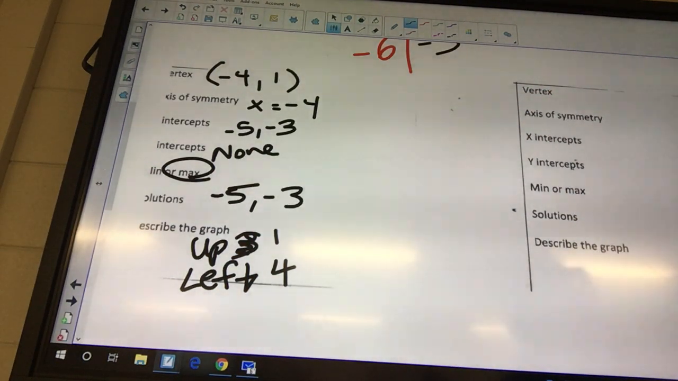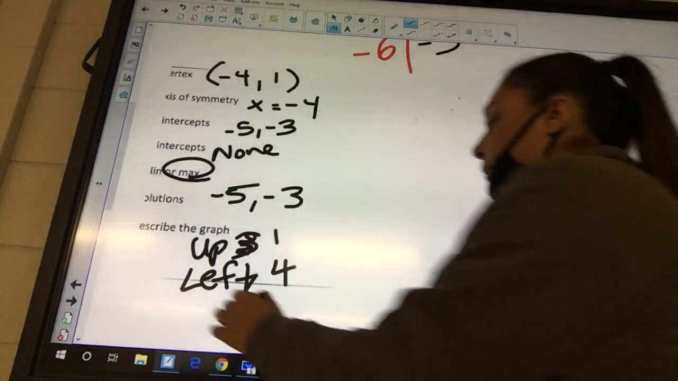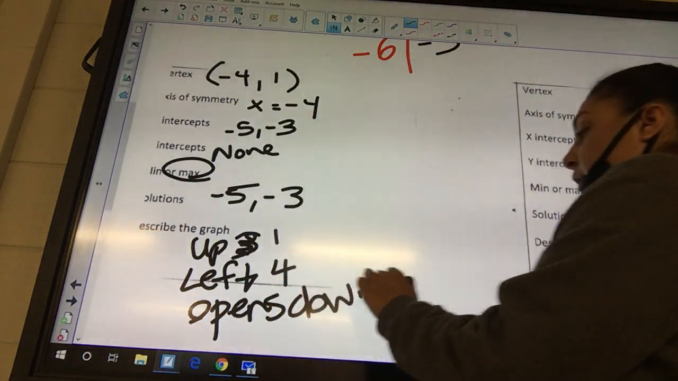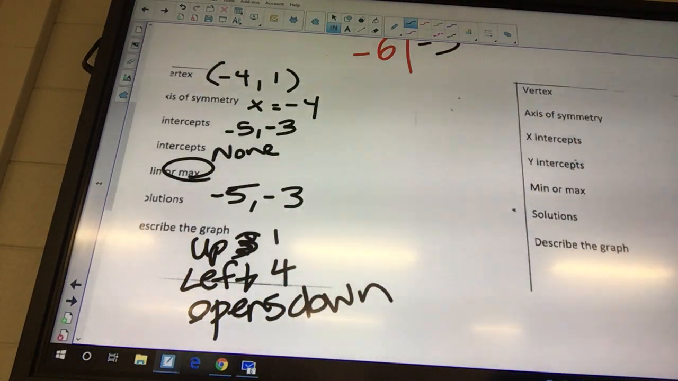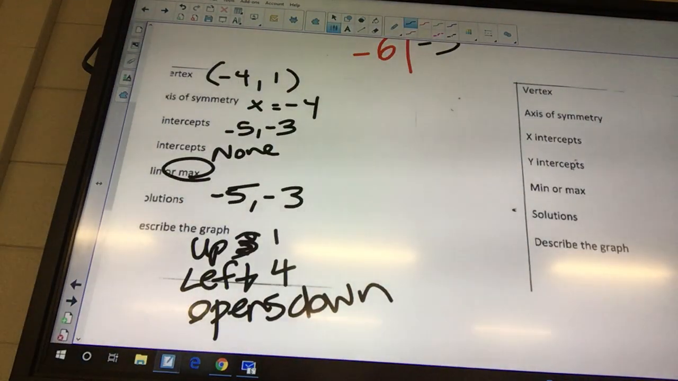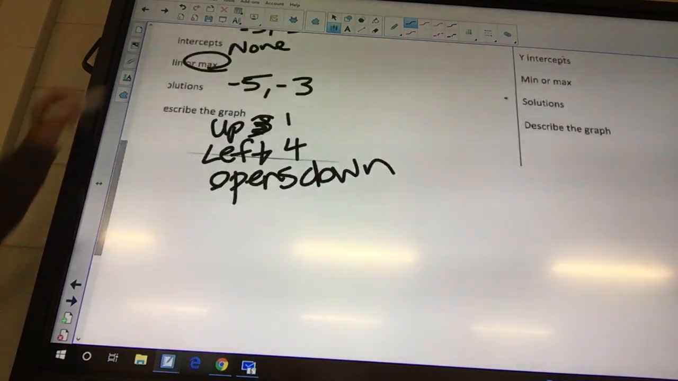So this one does not open up like the mommy and daddy. So we need to say that it opens down. There's going to be a slope on some of them. You'll know if there's a slope if A is anything other than 1 or negative 1. But for the graphing part on these ones, you don't have to do anything with the slope. You just type it in. And so that is almost easier.